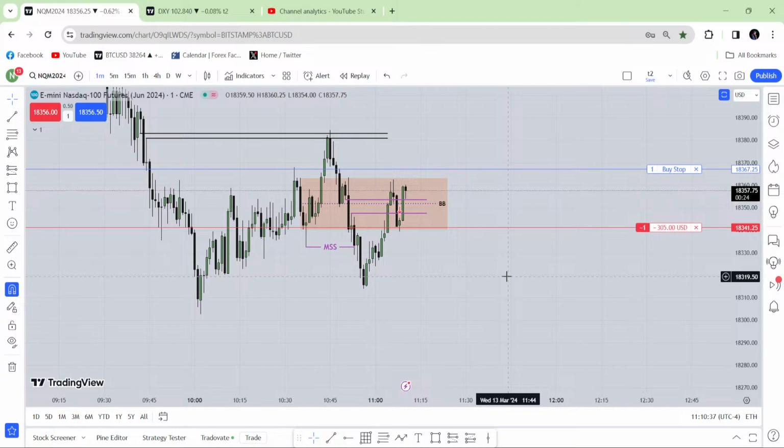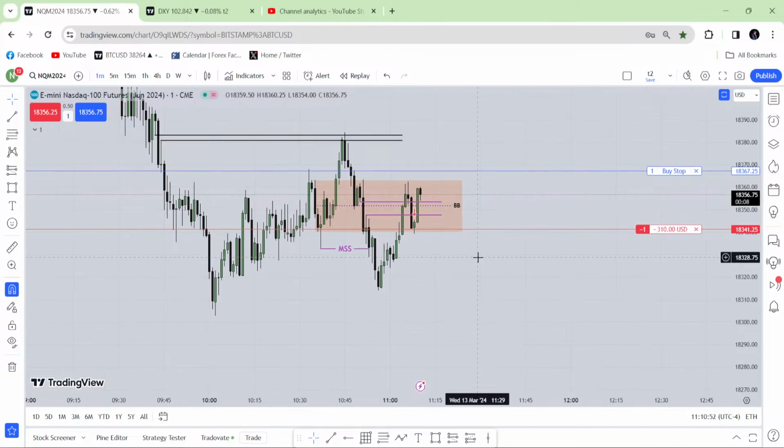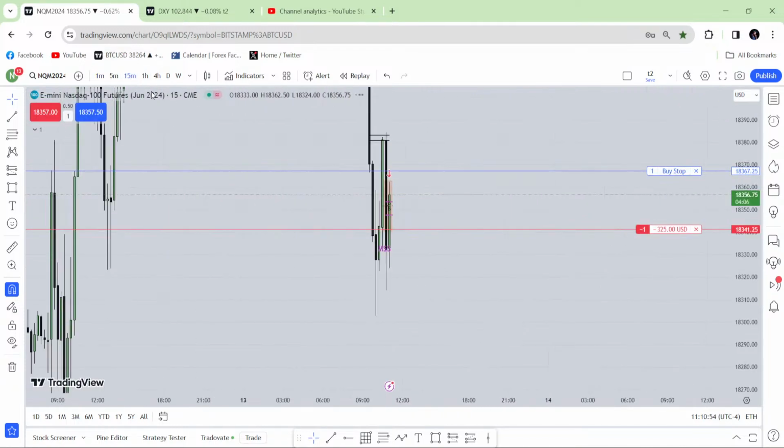And my entry point got messed. I was also thinking of that trade, but now I won't take it because the lower liquidity is still to be taken. Yeah, you are right. Let me check the 15-minute chart.